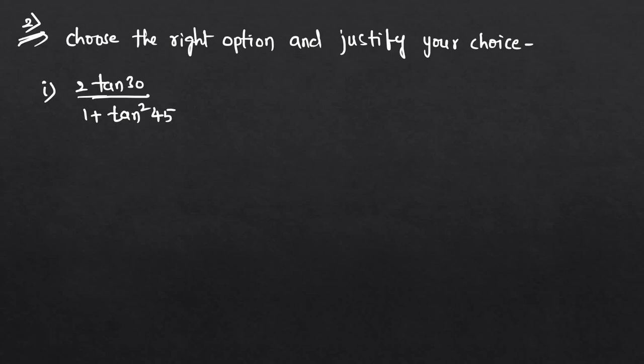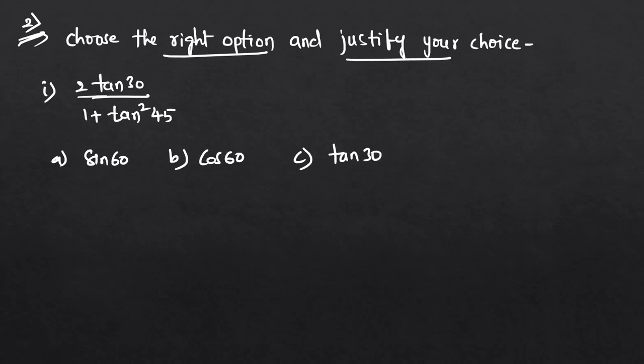Now the second question is, choose the right option and justify your answer. Options are given. First question, A is given as sin 60, B is given as cos 60, C is given as tan 30, and D is given as sin 30. So this is the question.